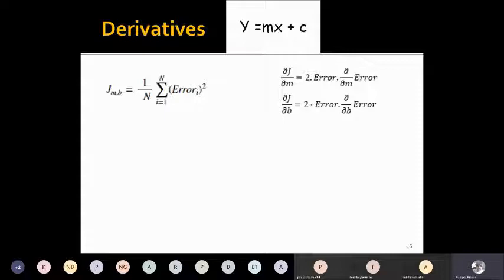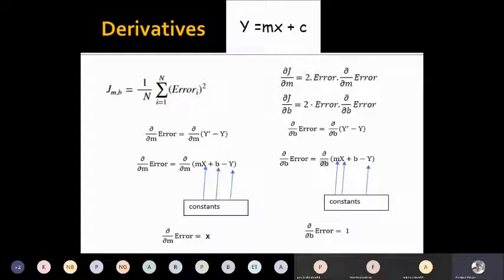If I take the derivative with respect to m, according to our formula it becomes 2 into error, like the derivative of x squared is 2x. Same formula: 2 into error into del m error, and del J del b is 2 into error into del b error. Next, I do not know this term del m error, so we will find that.